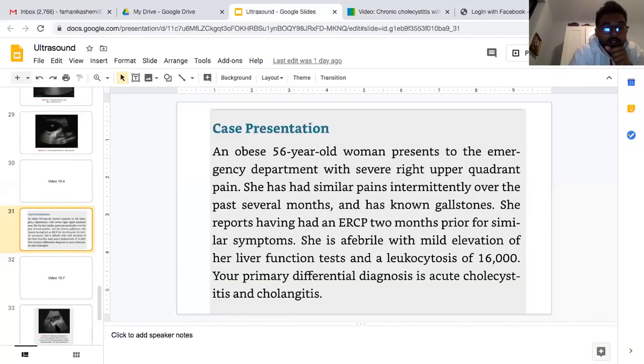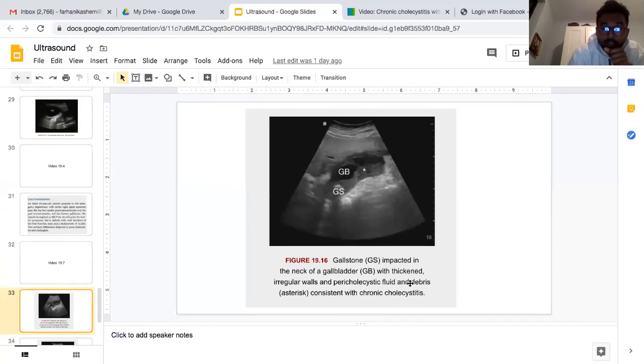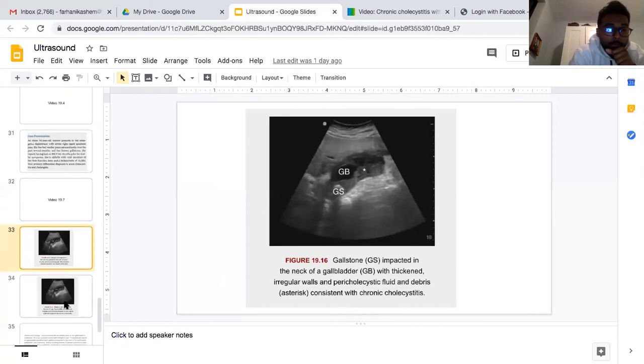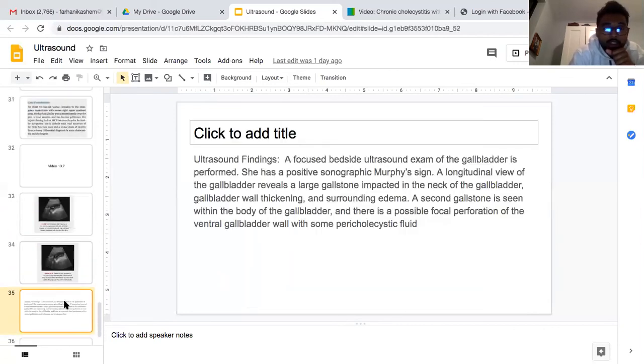All right. So for this one, that's all I wanted to say. Gallstone impacted in the neck. This is the neck, as I made you say earlier. This is the fundus and pericholecystic fluid and debris, which is basically sludge. Okay. Same again.